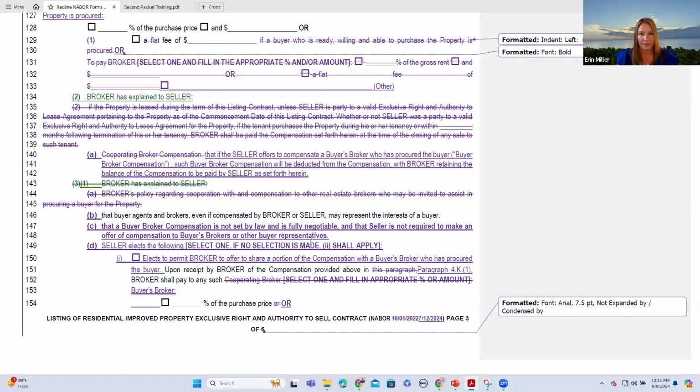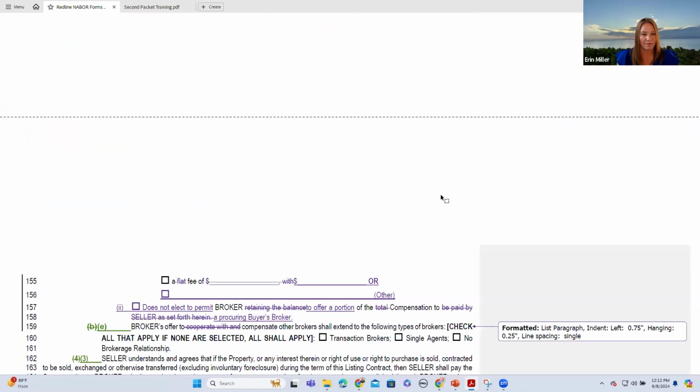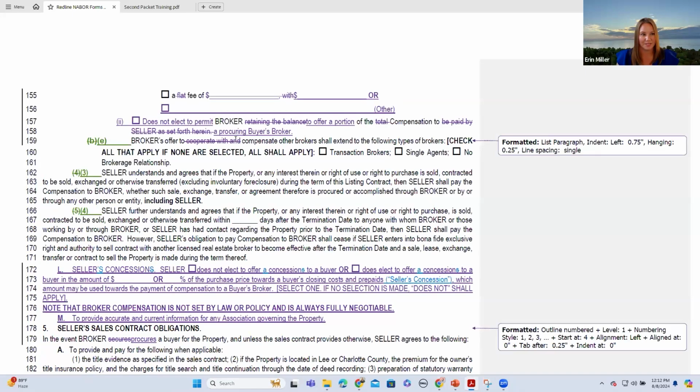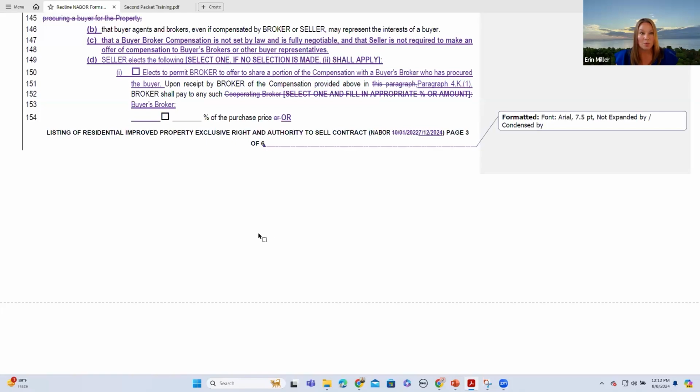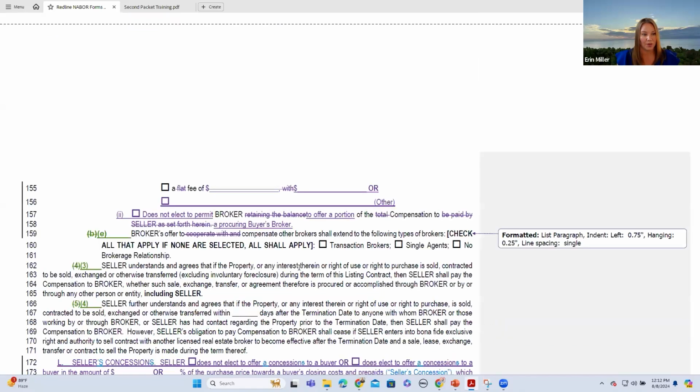Upon receipt by the broker, again, the listing broker, of that total compensation as provided in paragraph 4K1, the broker will pay the buyer's broker, and then the seller gets to elect how much money they'd like to offer to the buyer's broker. In line 154, it is a percentage of the purchase price or a flat fee. Go with me to 155 and 156, or some other form of compensation. So again, this amount in 154, 155, and 156 would be deducted from the total compensation listed in 4K.